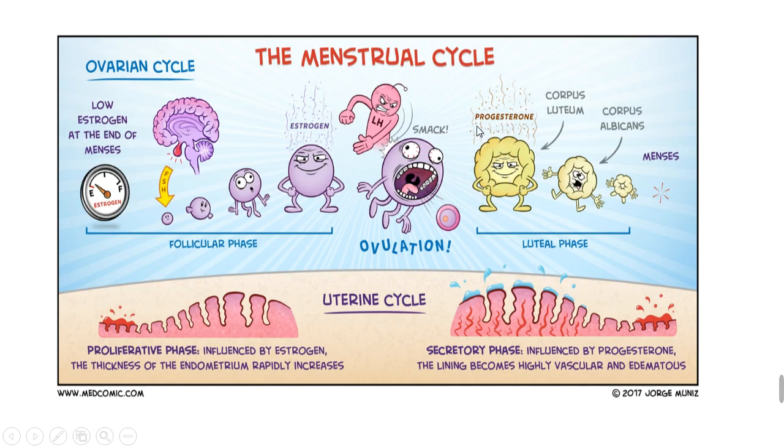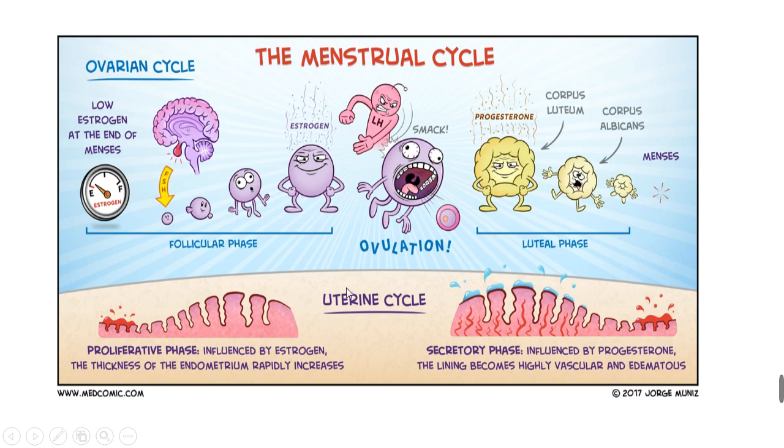At this time, there will be an increase in the level of progesterone hormone. Then the corpus luteum will help to maintain steroid hormone production at the luteal phase. If no pregnancy occurs, then the corpus luteum will be converted into the corpus albicans, and finally menses will develop.